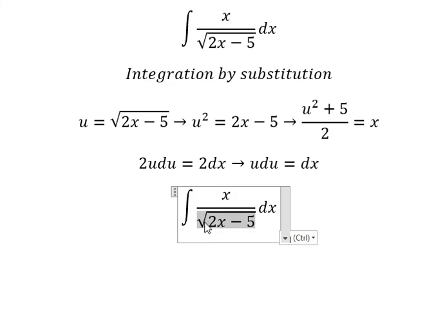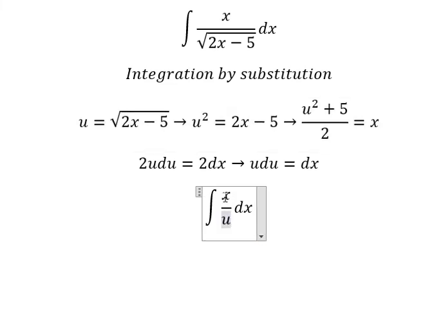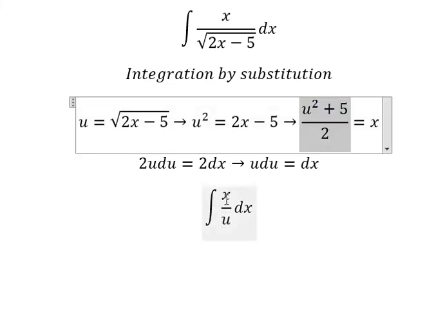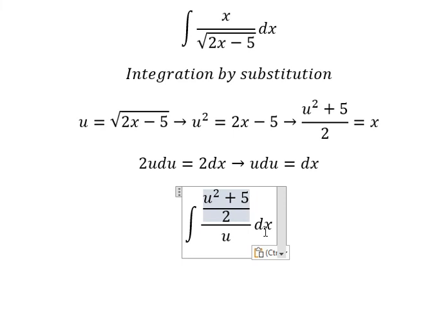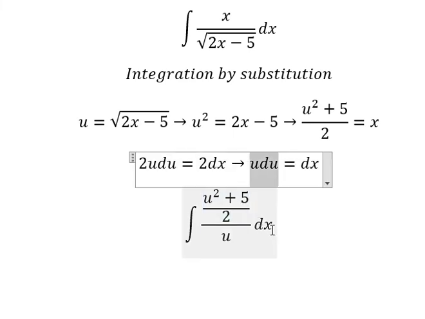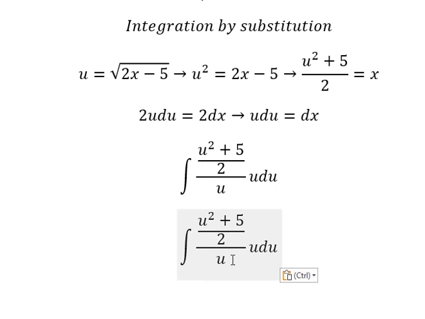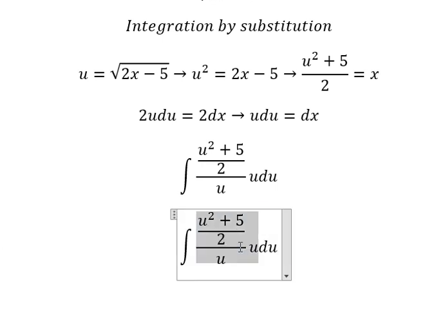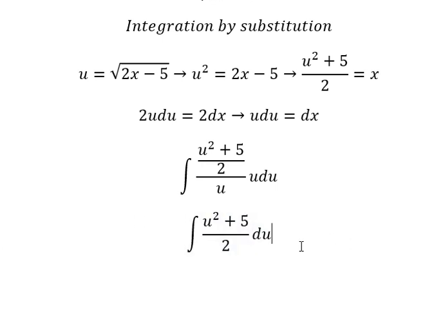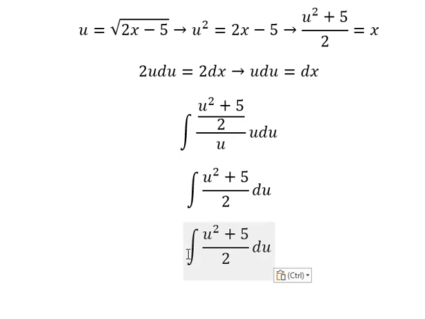The square root we change to u. The x we change to this one. So u divided by u we cancel. The number 2 I will put outside.